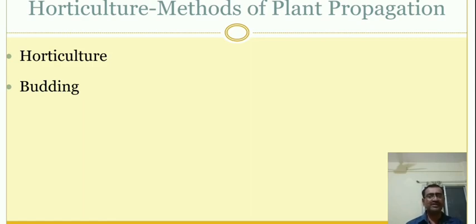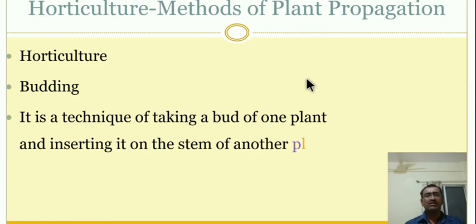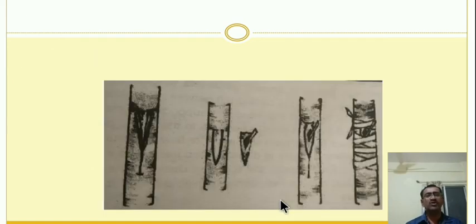Here the objective underlying budding is identical to that of grafting. Good contact between the bud and the rootstock is the most essential part of budding, so that further growth of newly formed tissue is possible. There are different types of budding, and it is a technique of taking a bud of one plant and inserting it on the stem of another plant.